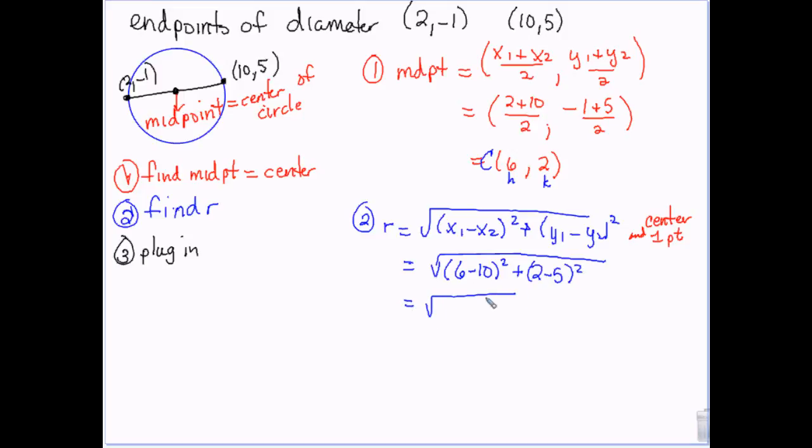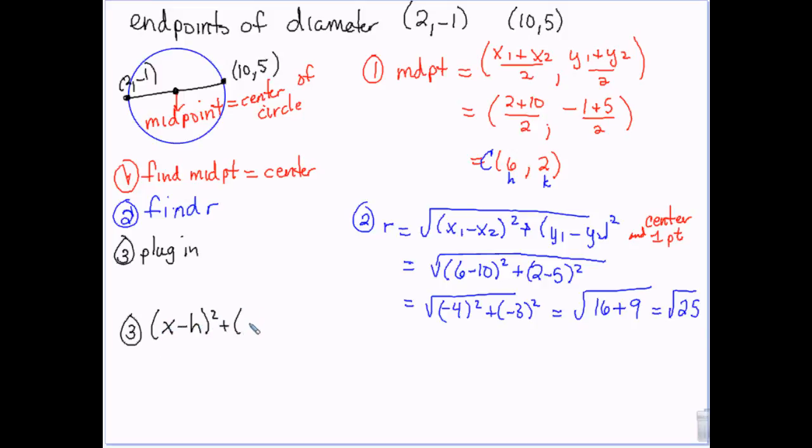So that gives me negative 4 squared and negative 3 squared, which gives me 16 and 9, which gives me the square root of 25, which I know is 5, but I'm not going to bother with it because I'm just going to end up squaring it anyway. So you can pick either endpoint. It doesn't matter because the radius is the same distance no matter which side I go to. So I would get the same 25.